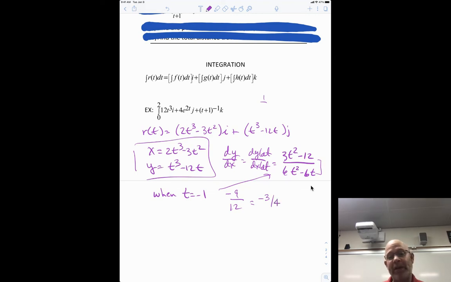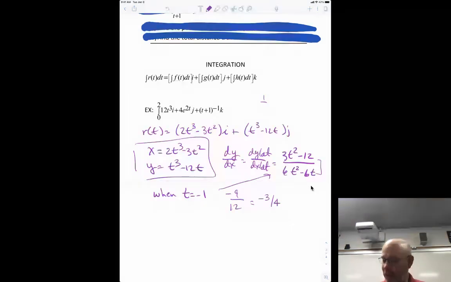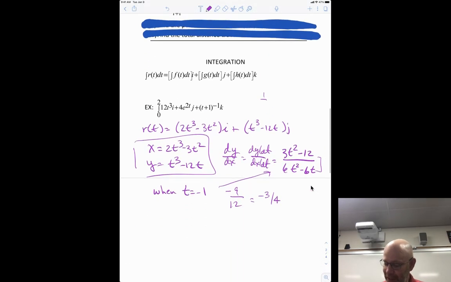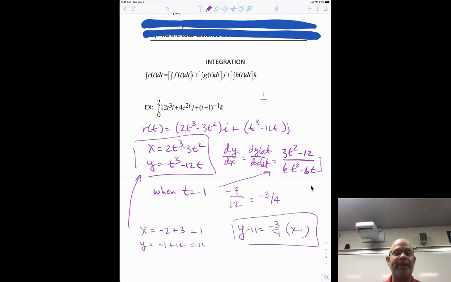Now we need a point on that line, which is just the point when t equals -1. So we're going to plug t equals -1 right into there to get my point. So x would be, let's see, -2 plus 3. And y would be -1 plus 12. So it looks like 1 and 11. So we get y minus 11 equals -3/4 times x minus 1. There's the equation of the tangent line. So treat them like parametric equations, basically.